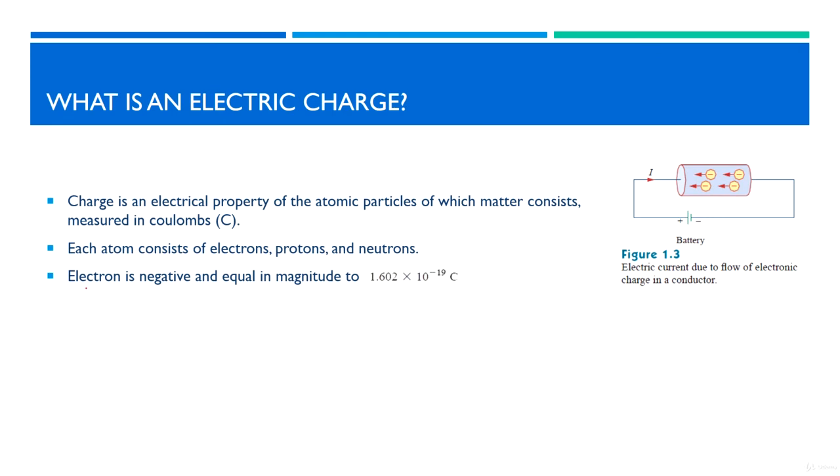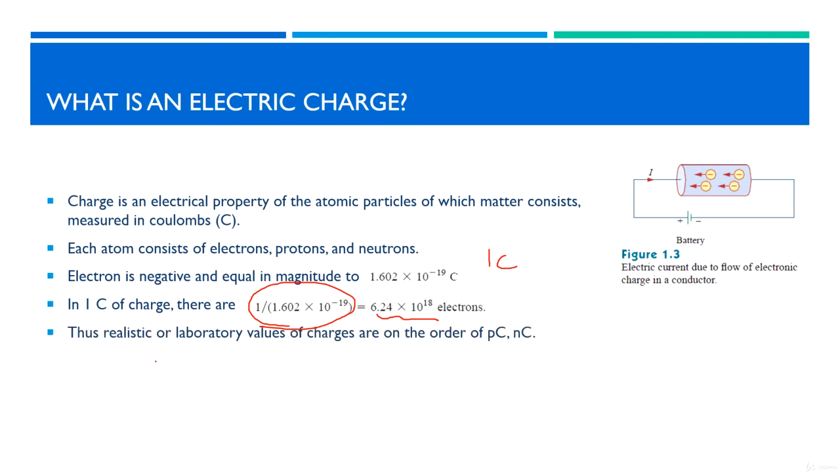And one electron equals this value of coulomb. So if we have 1 coulomb, then we will have 1 over 1.6 multiplied by 10 power negative 19 electrons, which is this number of electrons. So this number of electrons represents 1 coulomb. So you understand that 1 coulomb is considered a very large value.